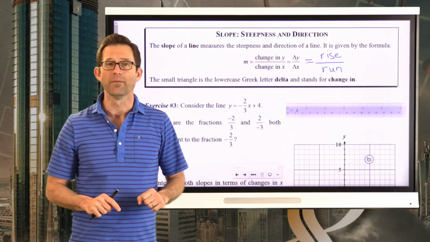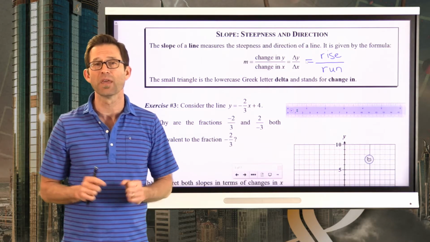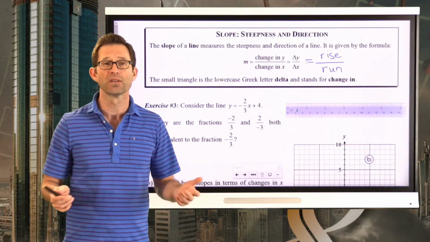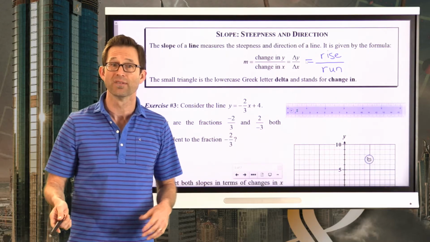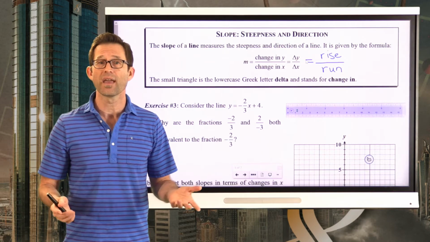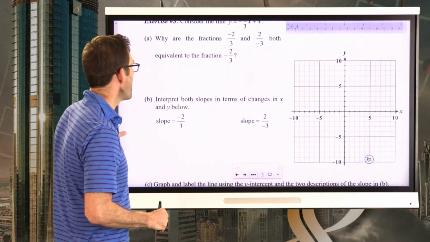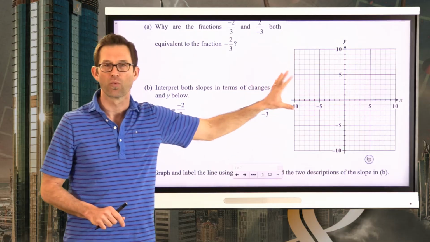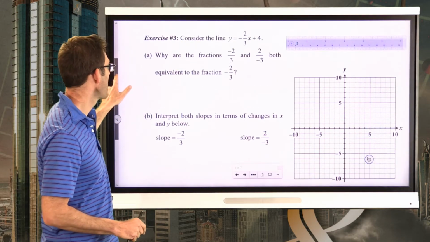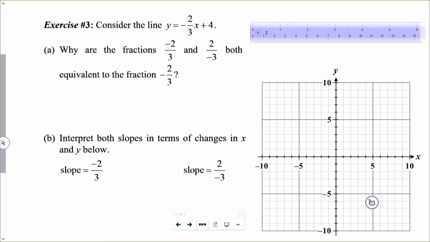It's always good when you think about slope to at first think about the delta x as being positive, and then the question is, is the delta y positive, in which case the slope is a positive number, or is the change in y negative, in which case the slope is a negative number. Let's see how this plays out again, but now with a full grid. Let's see the full grid and maybe actually have the problem on the page. Exercise number 3. Consider the line y equals -2/3 times x plus 4.